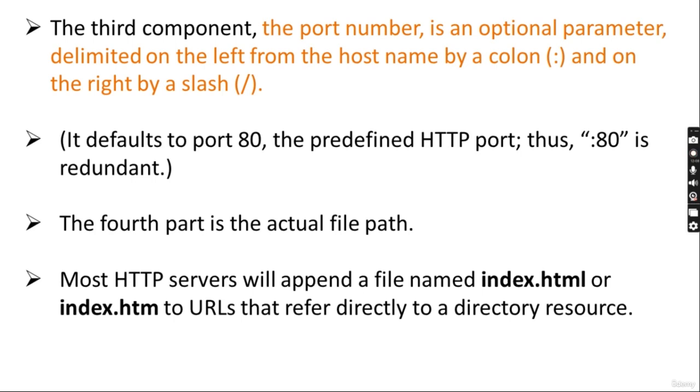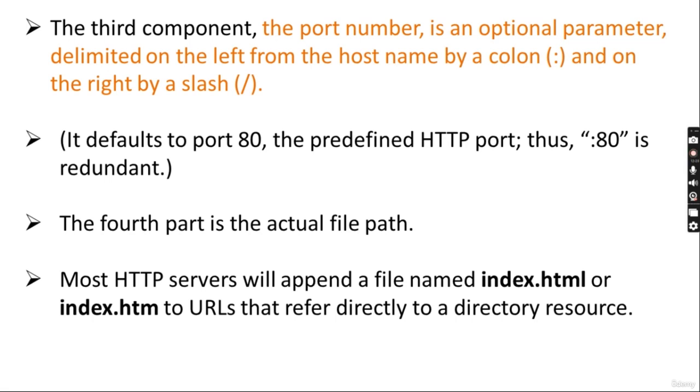The third component, the port number, is an optional parameter delimited on the left from the host name by a colon and on the right by a forward slash. The default port is 80, the predefined HTTP port, thus colon 80 is redundant.